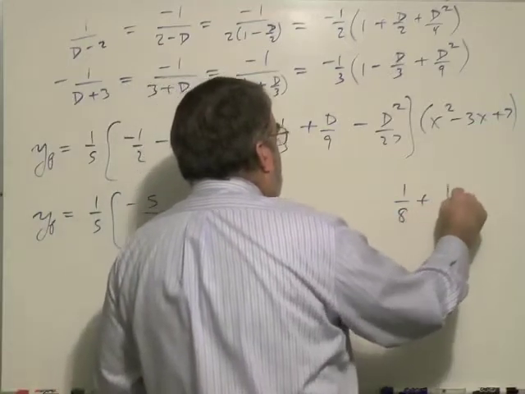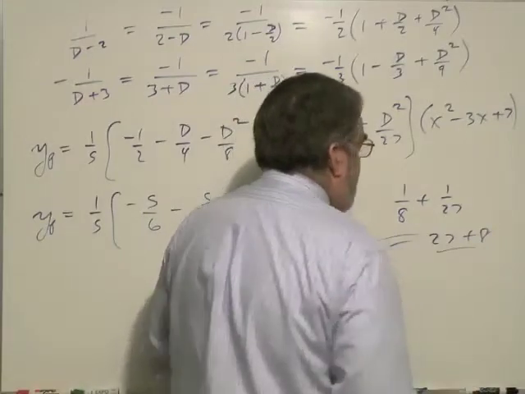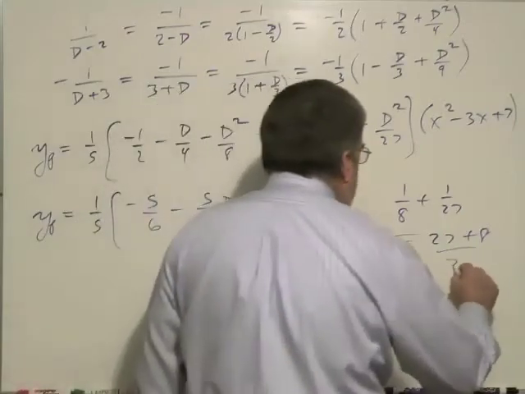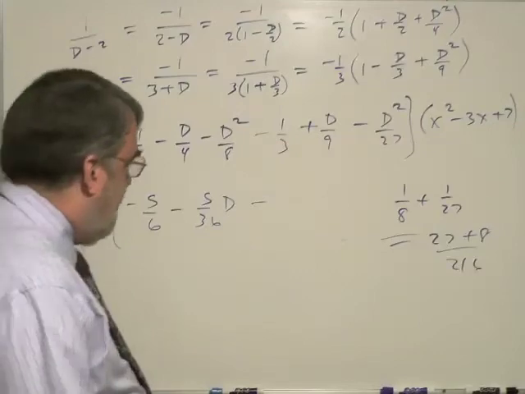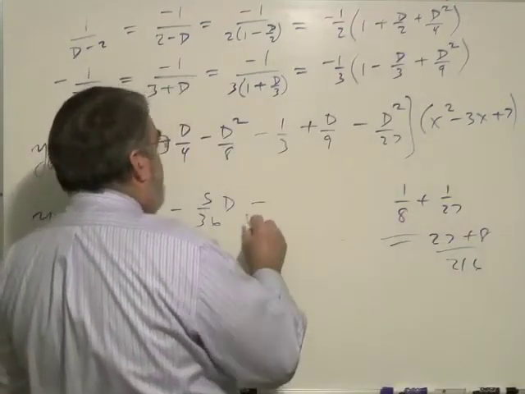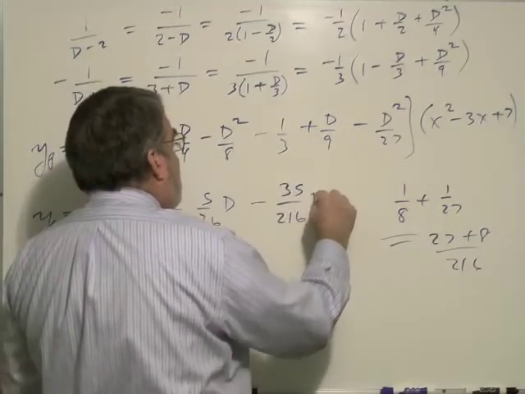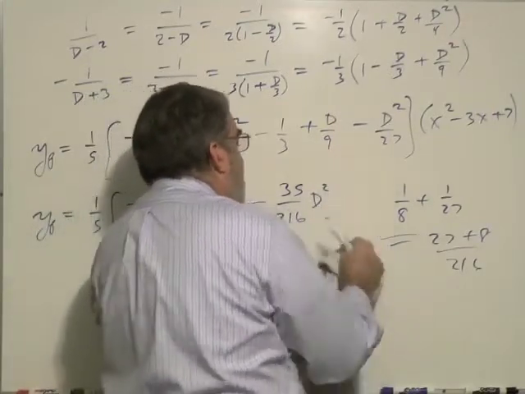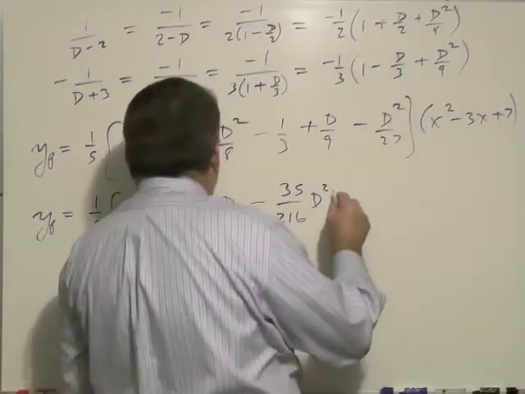So 1/8 plus 1/27 would be 27 plus 8 over, what's 8 times 27? I think it's 216. Yeah, 216, because that's 2 cubed times 3 cubed, that's 6 cubed is 216. So we have 35 over 216. And it was a negative, minus 35 over 216 times d squared. And all this gets to operate on x squared minus 3x plus 7.